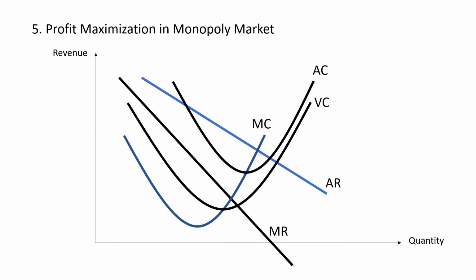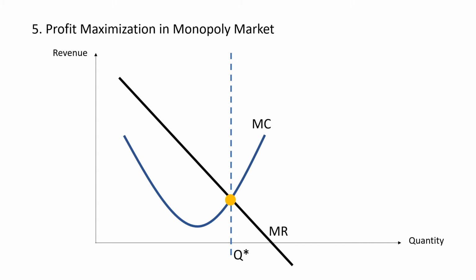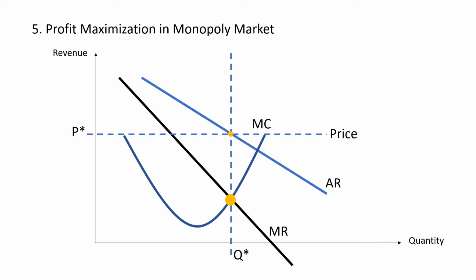When we draw AR and MR together with the family of cost structure, you can see that at Q star, MC equals MR, and when we find the AR associated with that Q star, we can set the price P star because AR and P are the same. Therefore, we can read the price from AR.